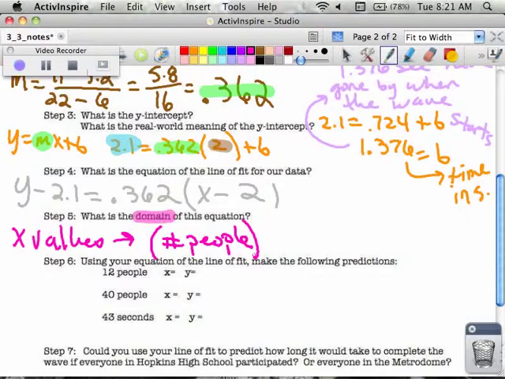So, what makes sense is positive integers or 0, like no people. It doesn't make sense to say 1.4 people. That's a decimal. But integers like 1, 2, 3, 7, 2,000 make sense. That's your domain. What could the number of people be? And those are the integers.